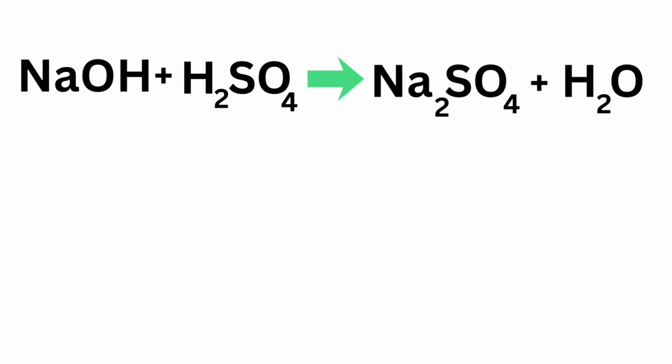atom, all bonded together. The whole equation tells us what happens if we add sodium hydroxide to sulfuric acid. What happens is what's shown after the arrow. You'll see 2 new chemicals are made, sodium sulfate and water.